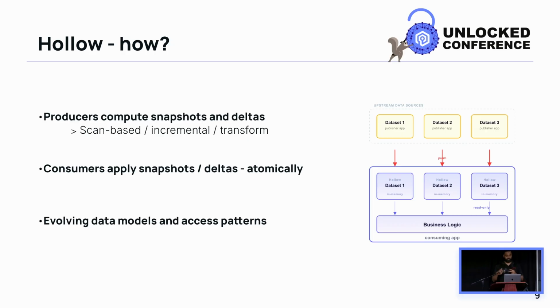And consumers subscribe to these snapshots and deltas and apply them atomically in memory to serve a read-only view of the data. Consumers' business logic always sees a referentially consistent view over the entire data set in memory and never a partial state. Data is organized columnar and supports schema evolution. And because the data set is entirely in memory on the consumer, it can be indexed locally and queried any which way due to in-memory performance.